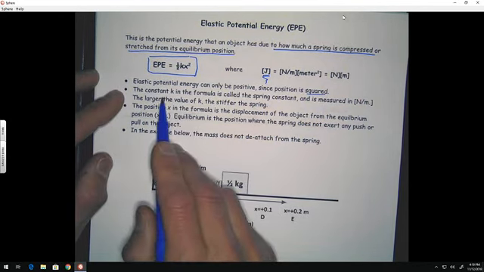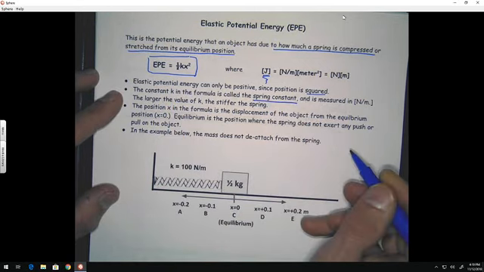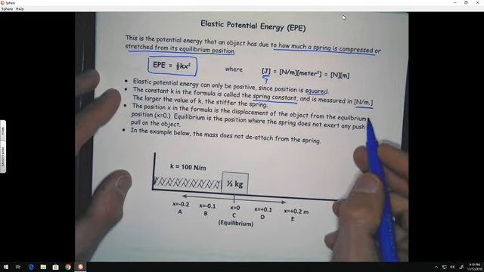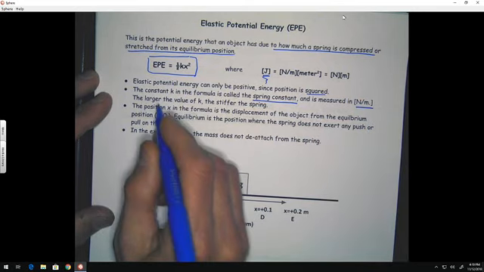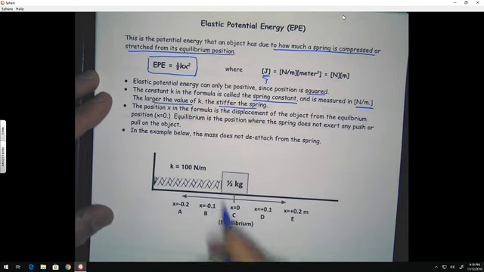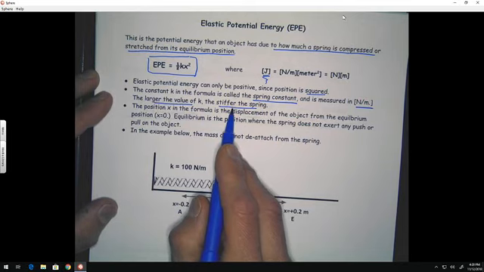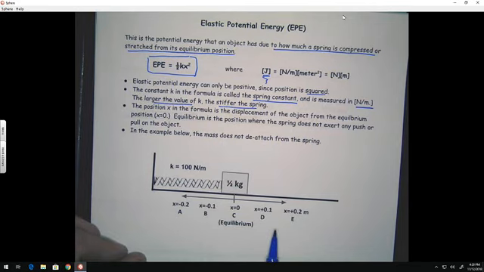Second point says that the constant k in the formula is called the spring constant, and its units are going to be newtons per meter. We're just going to kind of accept that as fact for now. Importantly, the larger the value of k, the stiffer the spring. So if you have a very stiff spring, you're going to be storing more potential energy in the spring when you compress it because it's stiffer and it's going to store more energy.